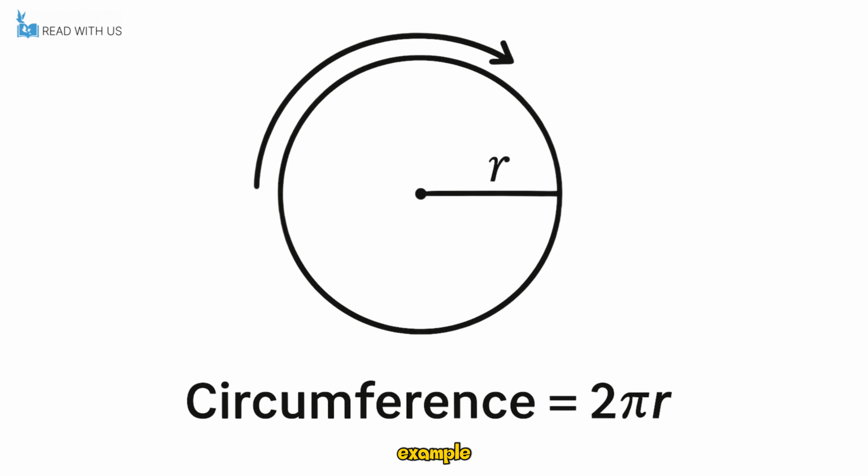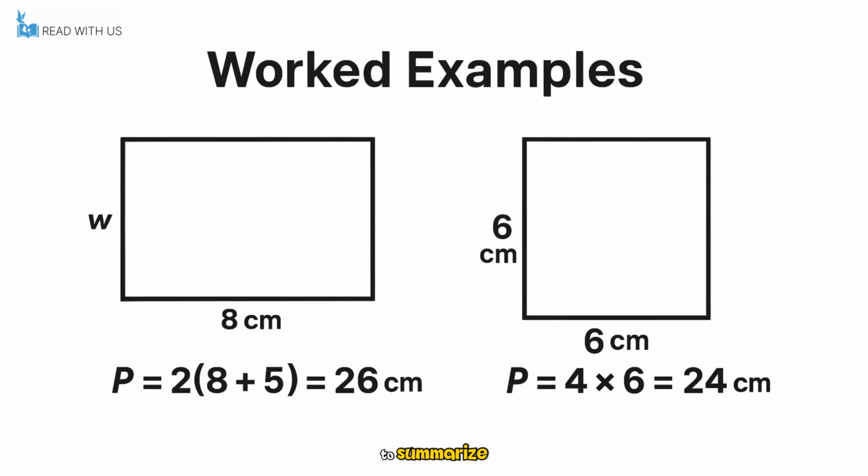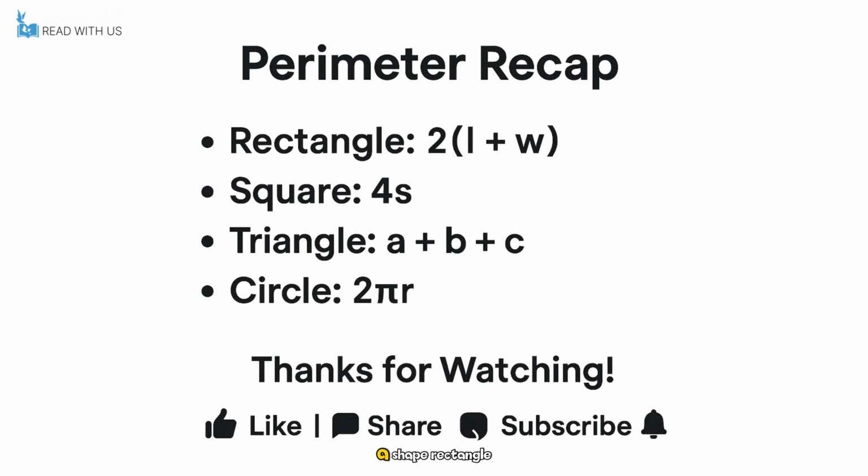Let's look at a quick example. If a rectangle has a length of 8 centimeters and a width of 5 centimeters, then P = 2 × (8 + 5), which is 26 centimeters. Another example, if a square has side length 6 centimeters, then perimeter is equal to 4 × 6, which is 24 centimeters.